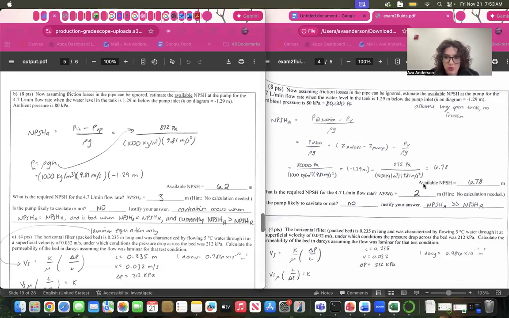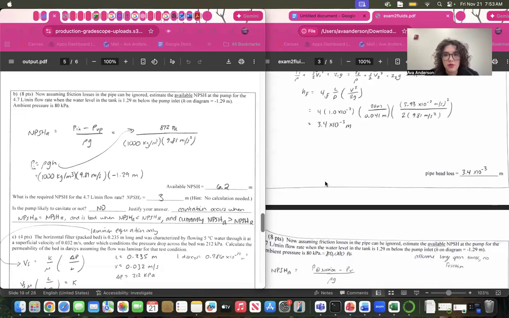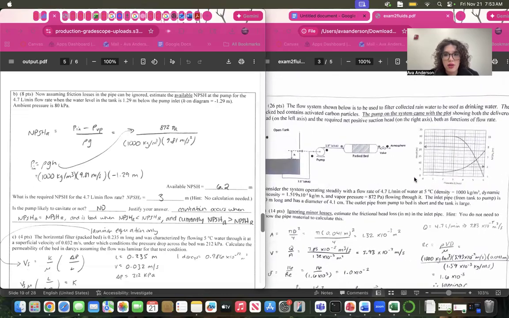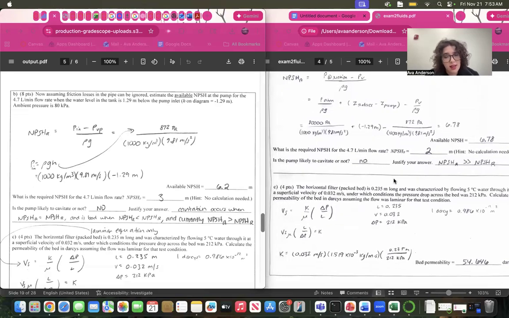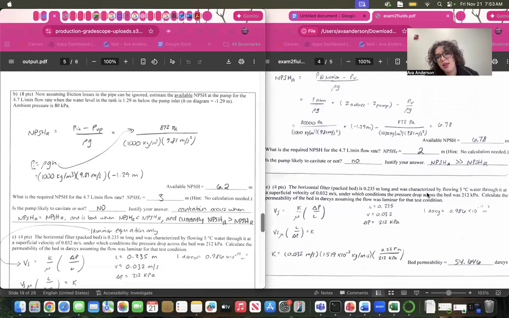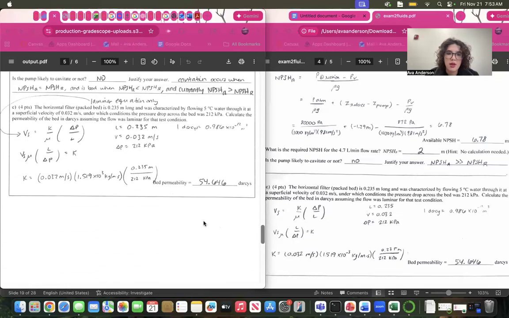And so, yeah, you pull the NPSHR off of the graph that it shows you here. But the pump is not likely to cavitate because the NPSHA is greater than the NPSHR, which I got that right down here, but I didn't solve for the available correctly.